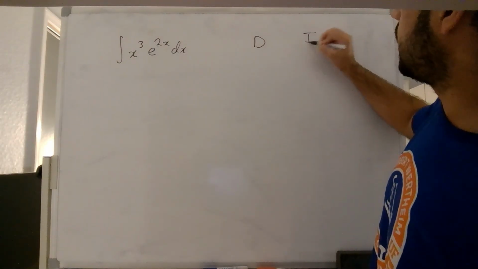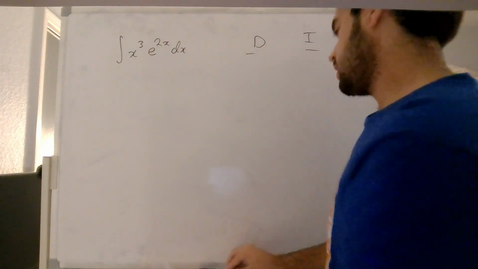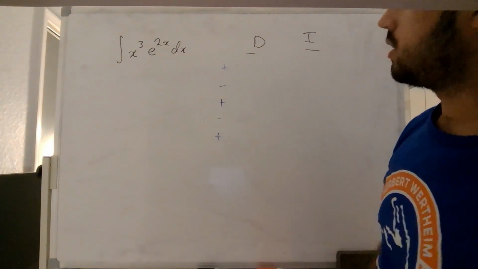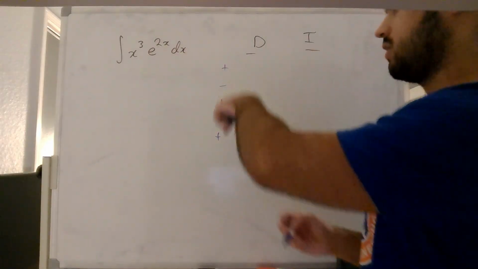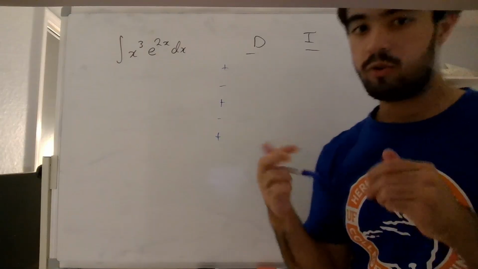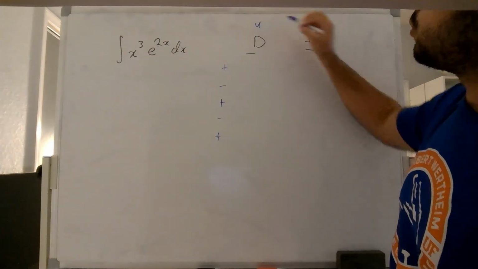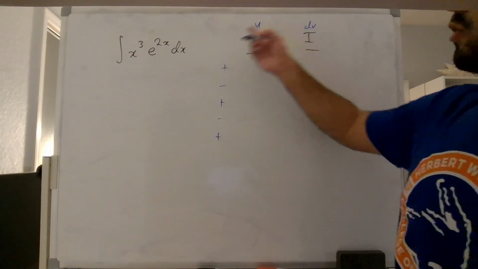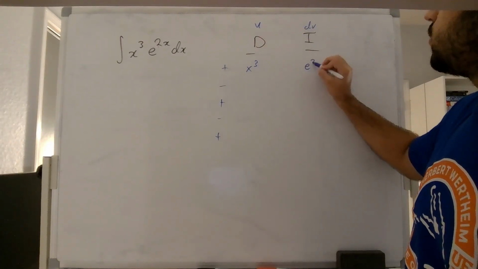So I label it DI, which stands for derivative and integral. And then you put plus, minus, plus, minus, plus. Think about u and dv, what you would select for your u and your dv. Here you put what you select for your u, and here what you select for your dv. So your u is going to be x cubed, and your dv is going to be e to the 2x.